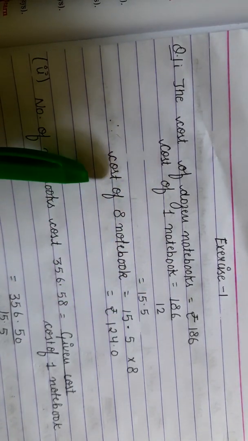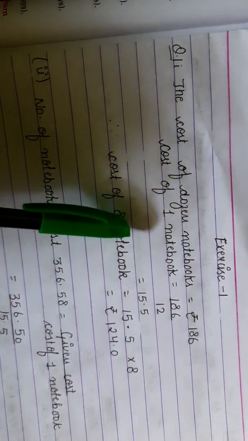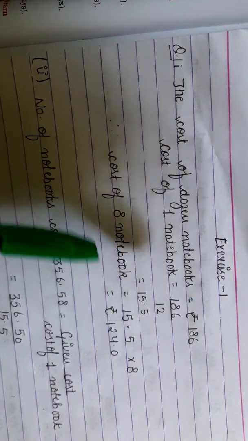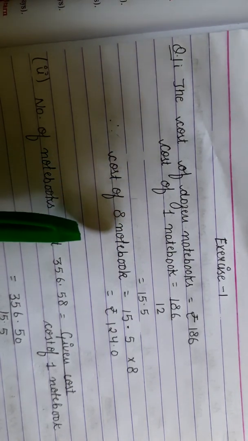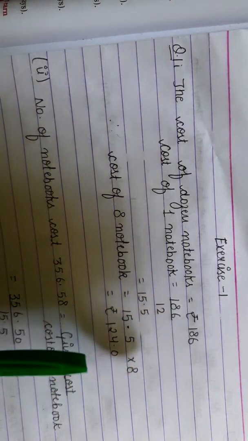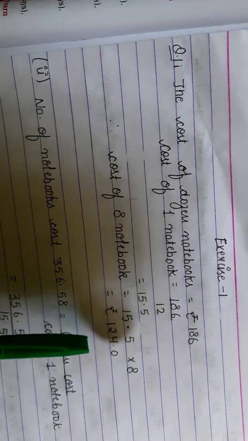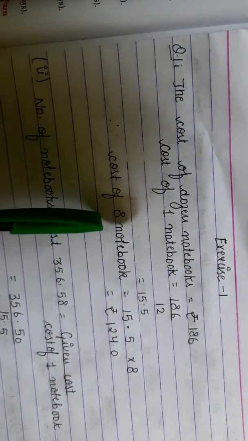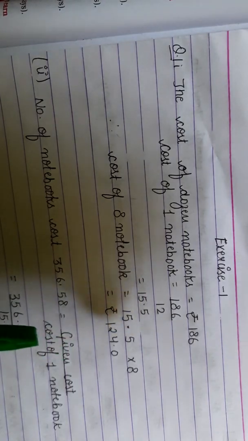For the first question, we have to find the cost of 8 notebooks. One notebook costs 15.5, so we will multiply the value. 15.5 into 8 is 124 rupees. So the cost of 8 notebooks is equal to 124 rupees.